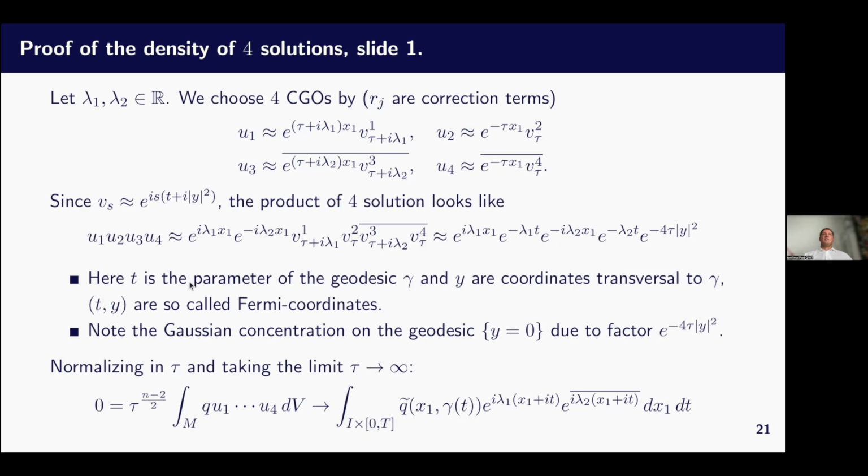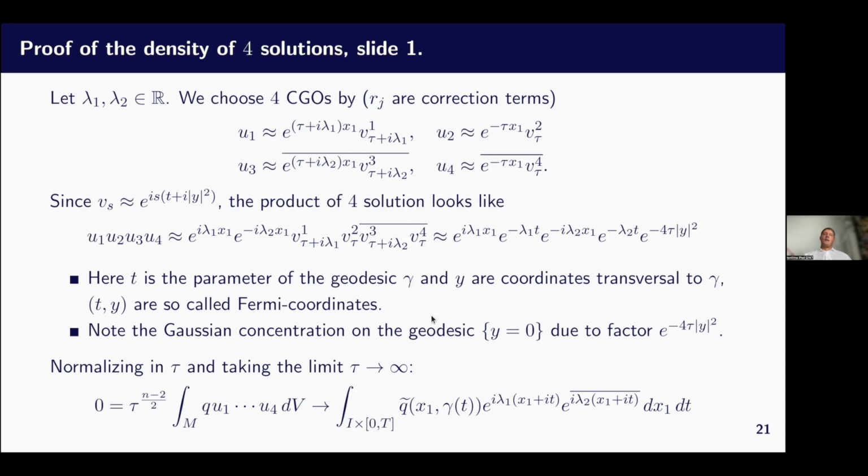So this t is the parameter of the geodesic. So when you travel along the geodesic, there was oscillation, and these y are coordinates which are transversal to this geodesic gamma. So if you know what Fermi coordinates are, these coordinates t and y are exactly Fermi coordinates. Note the Gaussian concentration to the geodesic due to this last factor here. So when tau goes to infinity, this function wants to concentrate at y equals 0.